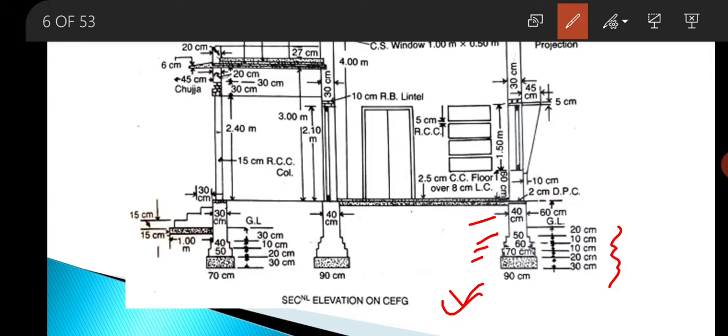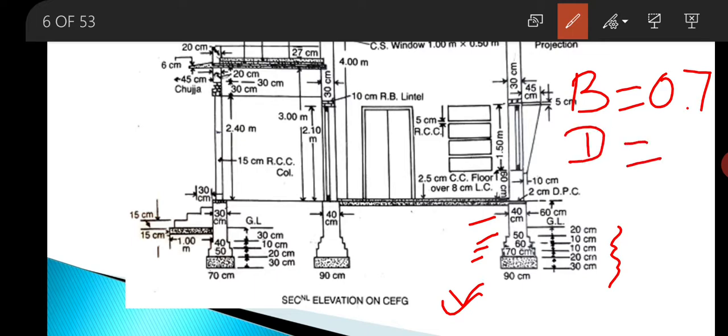So first we will go for the calculation of first footing of long wall. First footing is of width 70 centimeter, that is 0.7 meter, and depth of the first footing is, see here, 20 centimeter, that is 0.2. So this is the details of first footing.